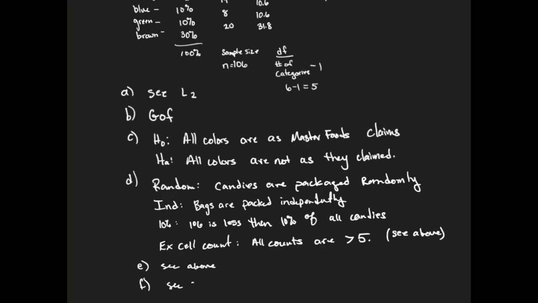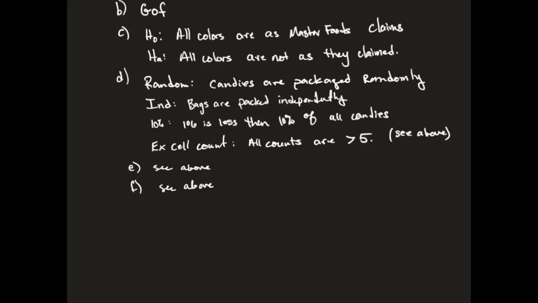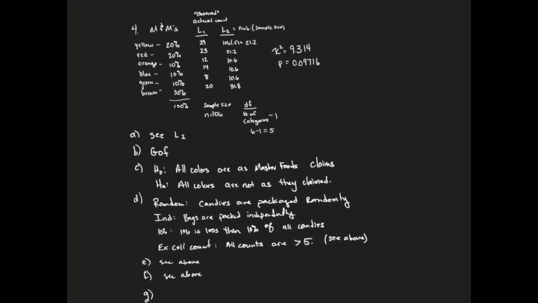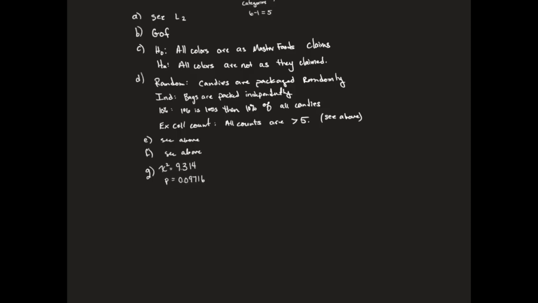E, also degrees of freedom, we talked about that earlier. That's right here. There's 5. Always check your calculator. It's not always going to be right on the money. A lot of times it is, but sometimes it doesn't change over. So always double check that. Okay, for F, we did those. The chi-squared value is 9.3, and the p-value is 0.09716. I can copy that, put it down here.